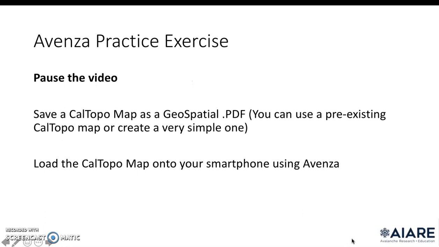So here's a practice exercise. If you've never used this kind of technology before, I'd recommend practicing this, so that when you come to the webinar, you'll be more familiar with it. Pause this video and then go through that process where you save your CalTopo map as a geospatial PDF and then practice loading it onto your smartphone using Avenza.